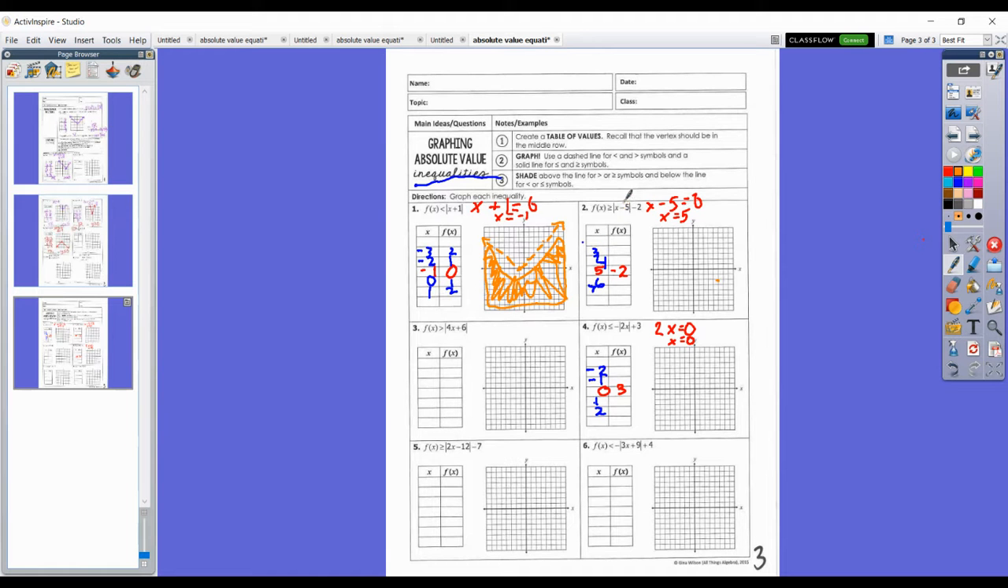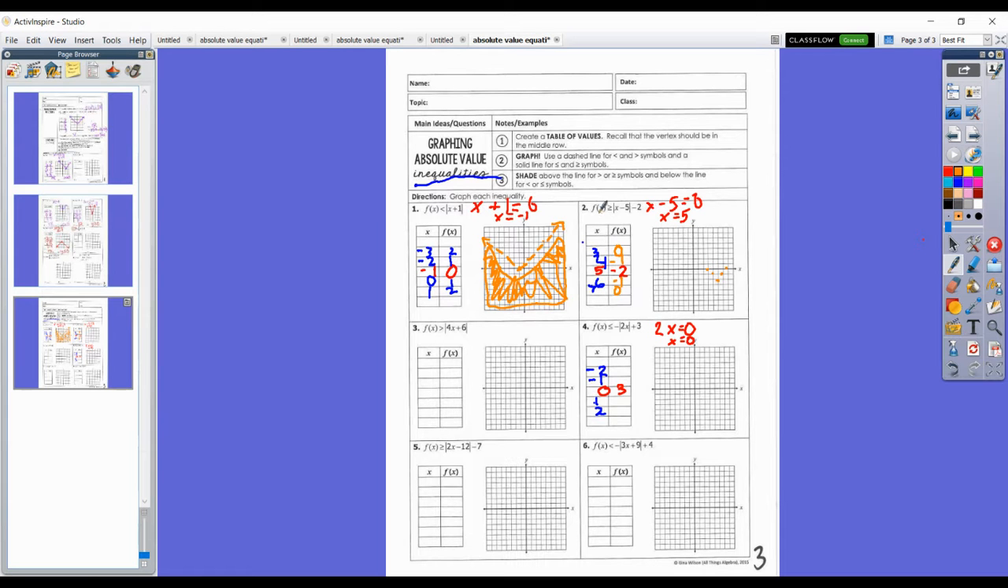So 3 minus 5, minus 2, so I get 0. 4 minus 5, minus 2, I get -1. 6 minus 5, minus 2, I get -1. 7 minus 5, absolute value of that, minus 2, I get 0. So then I'm plotting my 5 points. So I have my vertex already. I've got the other points.